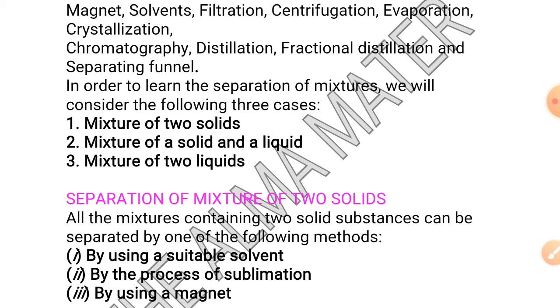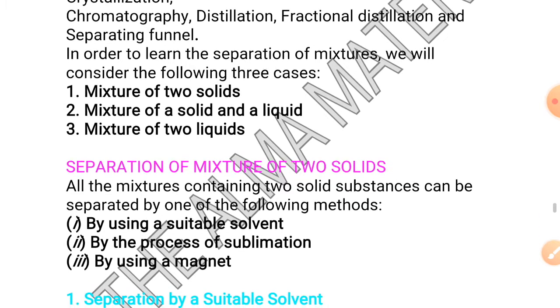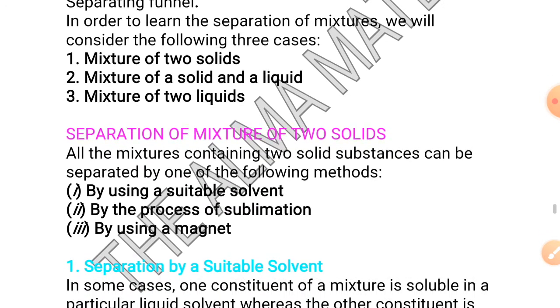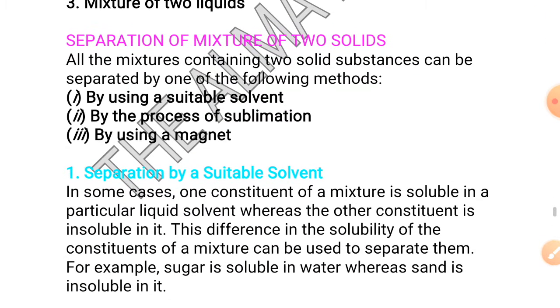So students, a mixture of two solids can be separated by using either of these methods: by using a suitable solvent, by the process of sublimation, by using a magnet. We will understand the basic principle of each method and some applications from our daily life. Now we are exploring separation by a suitable solvent.